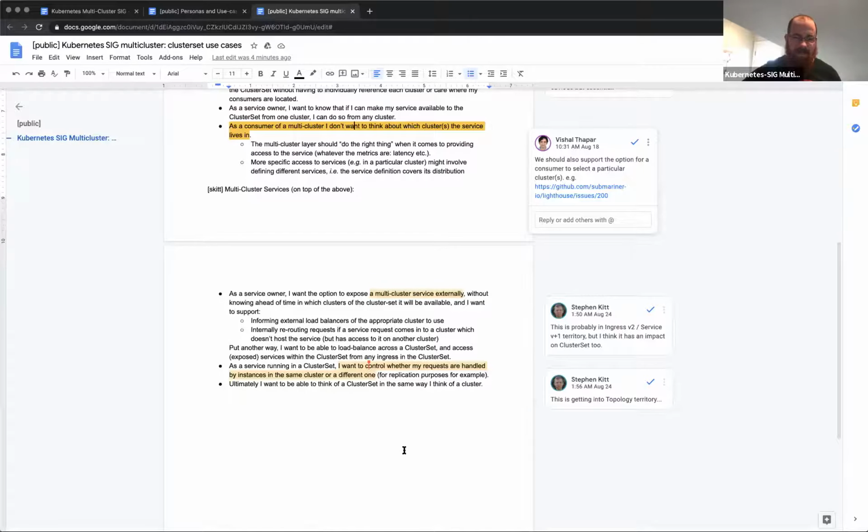So with this, is this something that you would really need to specify with the service API, or would this be more of an implementation specific decision?